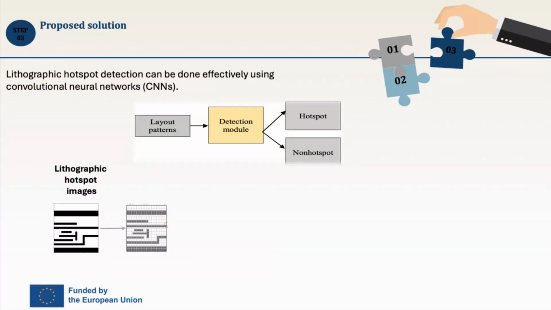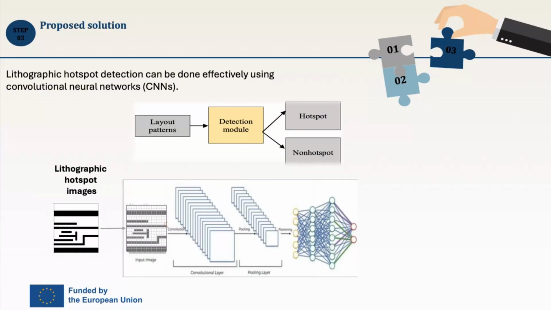First, we have lithographic hotspot images, and these images are changed to pixels, and these pixels are fed to the model in order to extract the main features. Then we build the deep learning model, or convolutional neural network model, and then we have a classifier model to classify whether a specific image is hotspot or not hotspot.